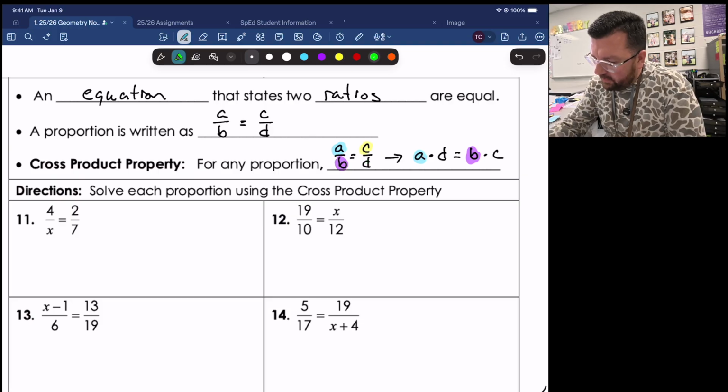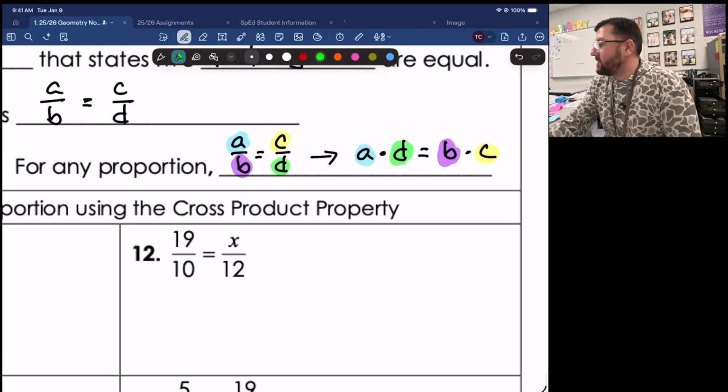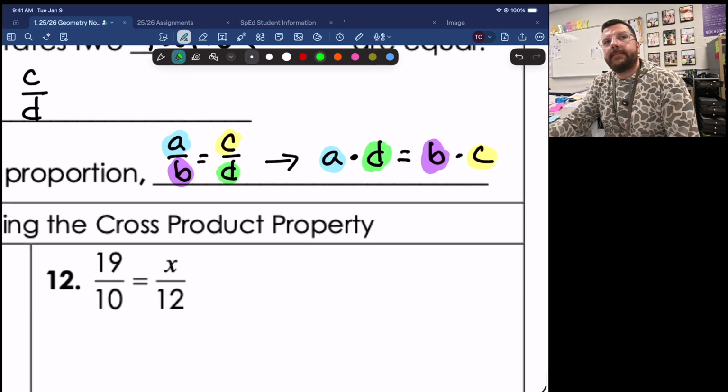I will have these notes posted in Google Classroom this afternoon. Nope, that should be green. Yes, sir. Times, multiplied. Yeah, multiplied.